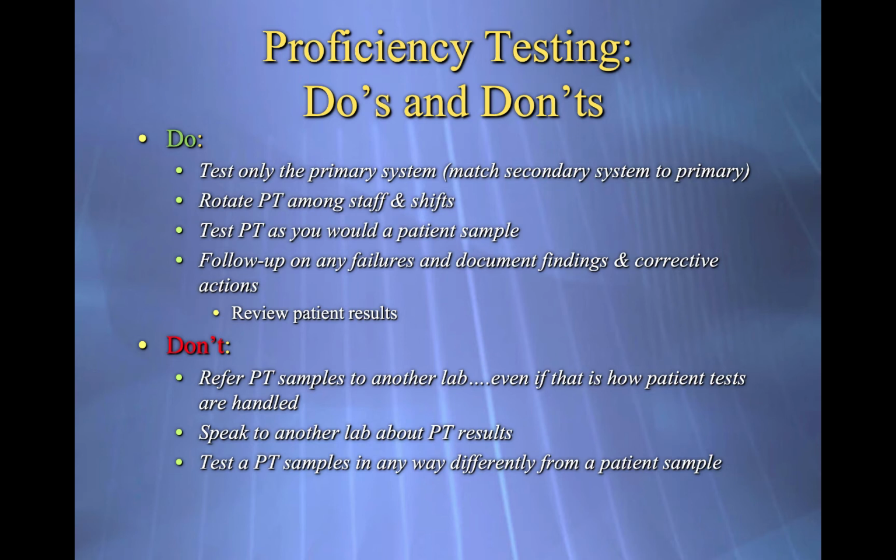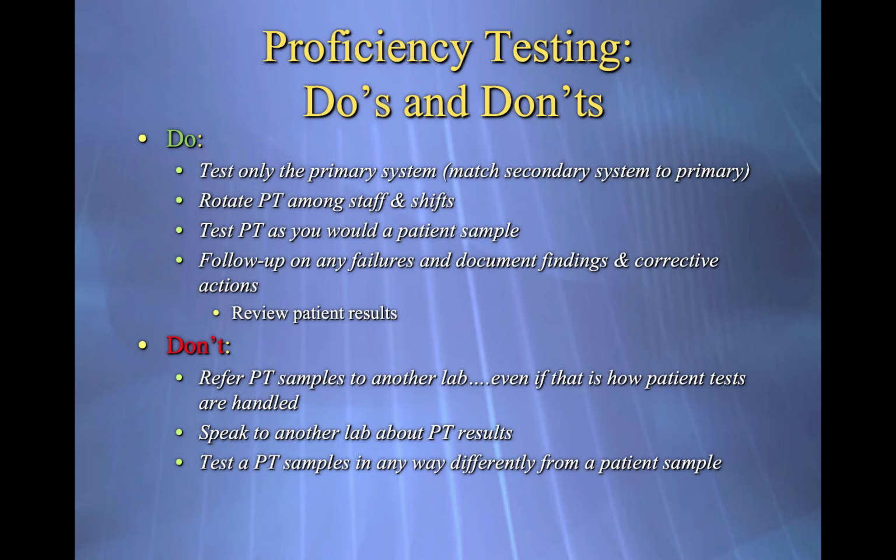to go back and actually have looked at patient results since your last proficiency testing to see are there any really egregious results in there that were probably wrong because you came out of control and now you've turned out some results, and the expectation would be that you've contacted those patients and their physicians and told them that information. You do not refer proficiency samples to another lab, even if that's how patient tests are handled.